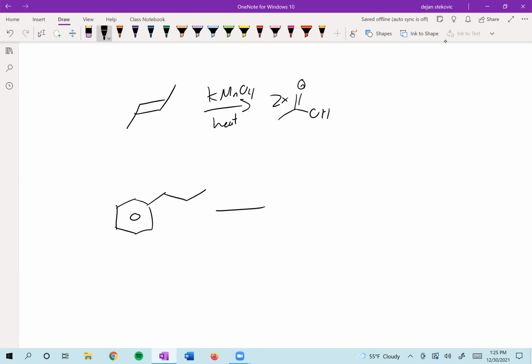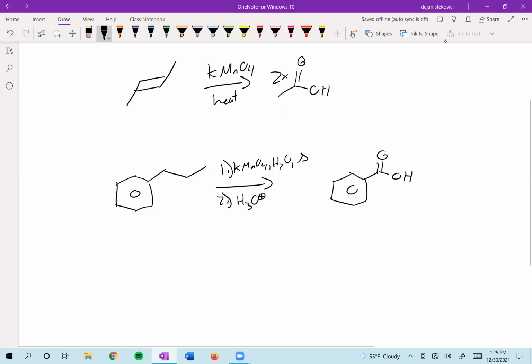bond there, right? So if you had a straight alkyl chain and you added some potassium permanganate in some water with some heat, and then followed it up by just an acidic workup to reprotonate the carboxylic acid, you'll form your benzoic acid, right? Your carboxylic acid on the benzene ring.